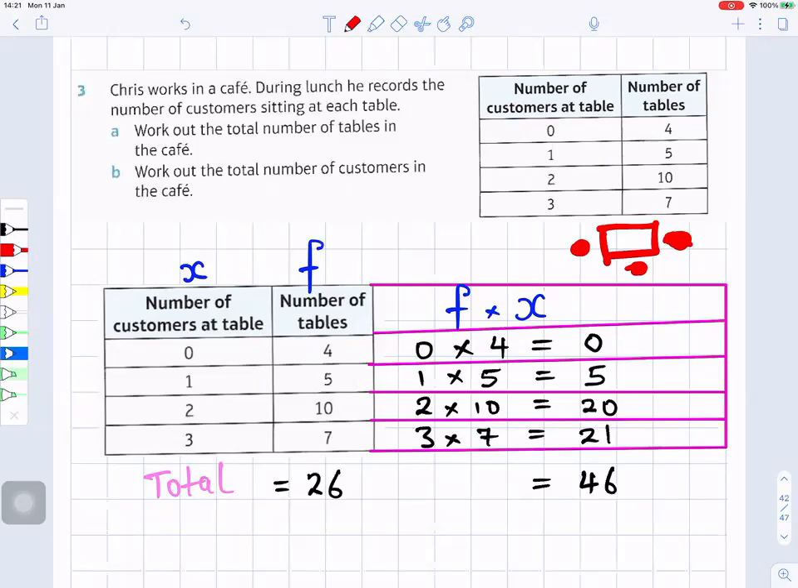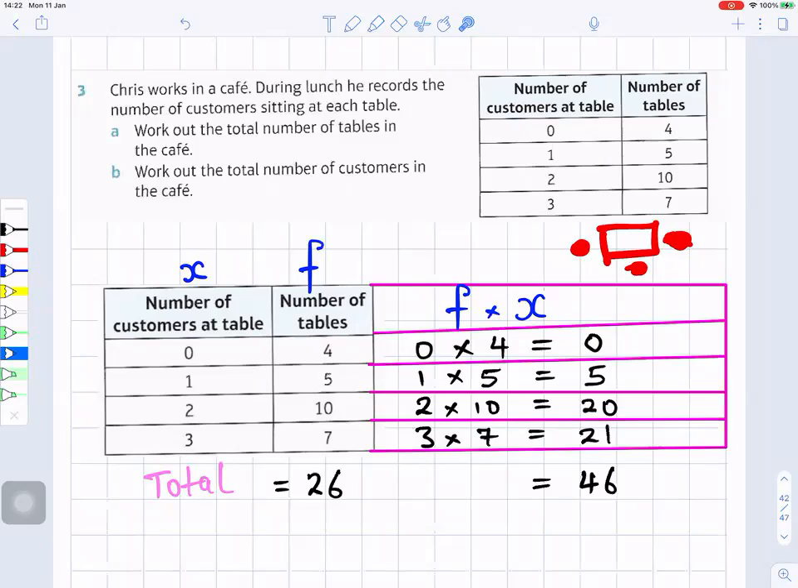Now the question says, work out the total number of tables in the cafe. The total number of tables in the cafe is this column there, which you add all those numbers. Number of tables, you see clearly written there. So you add 4 plus 5 plus 10 plus 7. When you add all those numbers, you get 26. So that's 26 tables in the cafe. That could be in a big McDonald's, which has 26 tables.